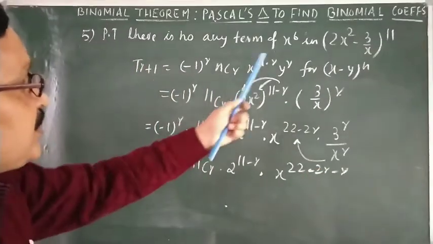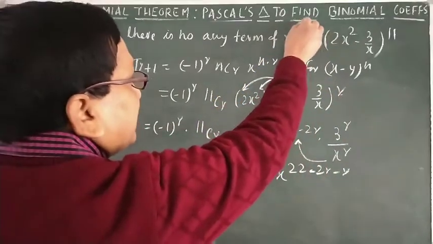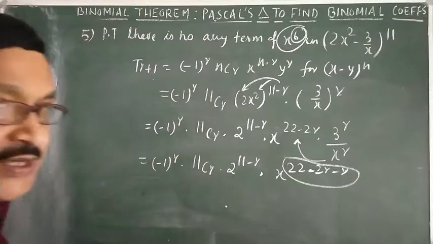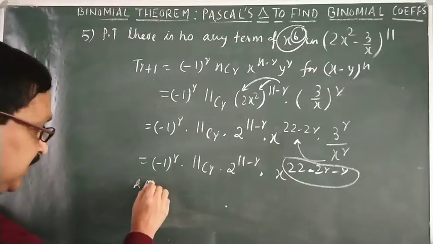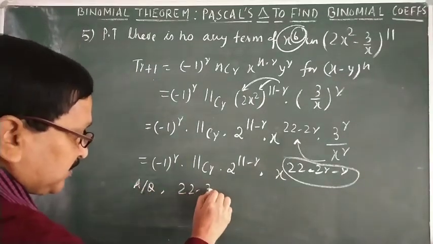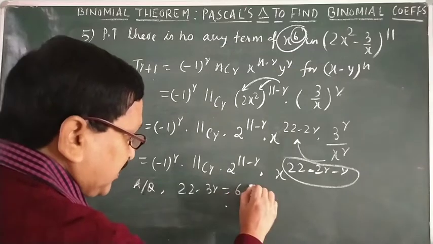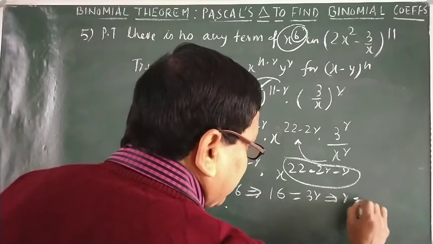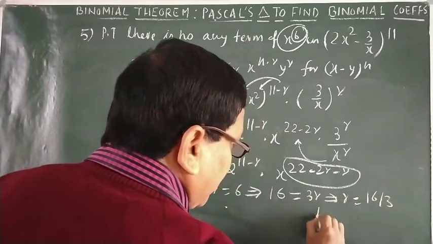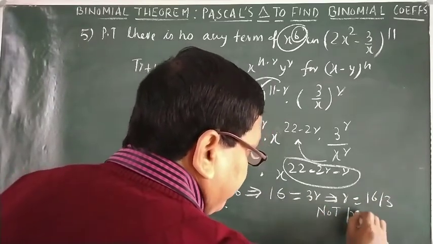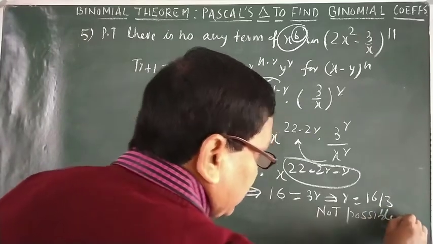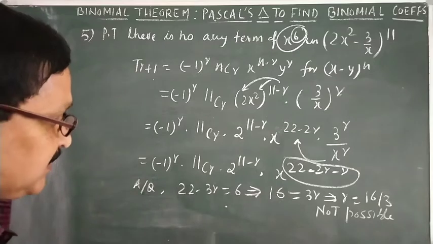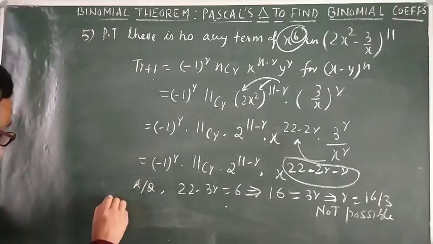According to the question, to get x to the power 6, this must be 6. So 22 minus 3r must be equal to 6. So this implies 16 is equal to 3r. So r is equal to 16 by 3. Not possible. Remember students, r is never negative and never a fraction. Hence, x^6 does not exist.